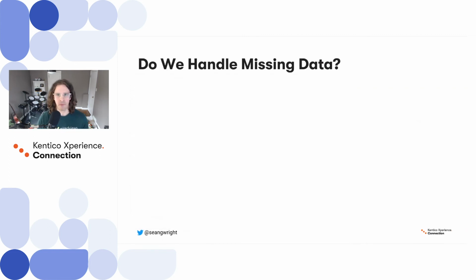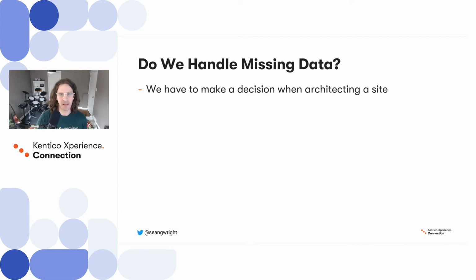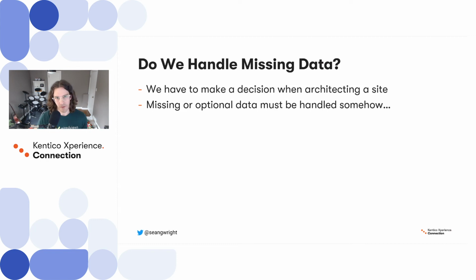So, do we handle this missing data? It seems like we've just jumped through a bunch of hoops in order to make sure that we can show an error message on the page. We have to make a decision about it when we're architecting a site. It's going to happen. It must be handled somehow.